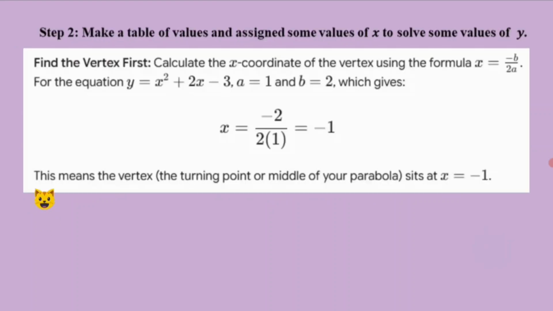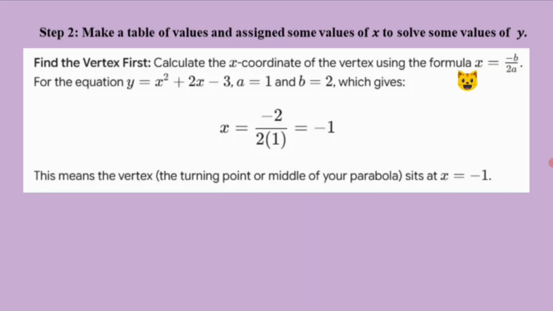Now, step number 2, make a table of values and assign some values of x to solve some values of y. But before that, para alam natin kung ano nga ba yung ilalagay natin sa table of values natin, kailangan muna natin isolve yung vertex. So, calculate the x-coordinate of the vertex using the formula x is equal to negative b over 2a. Yan yung gagamitin natin ha, para makuha natin yung vertex.